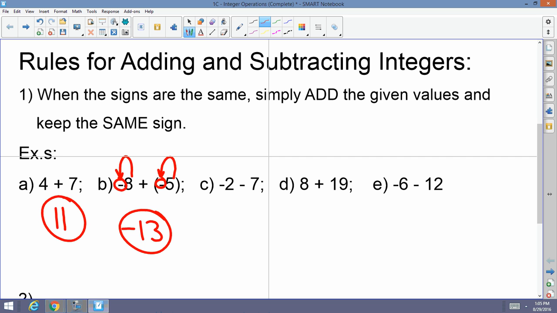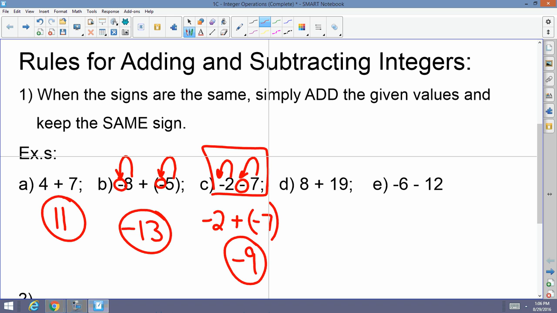Now, negative 2 minus 7. This is where people get confused, and this is where I'm telling you that it's really just always addition. Really what's happening here is you have a negative 2 plus a negative 7. The 2 is negative, the 7 is negative. They're being separated by this sign here, so there's an invisible plus separating those two. So it's really negative 2 plus a negative 7. It can be written like this, though: negative 2 minus 7. The signs are the same. You add and keep the sign. So negative 2 plus a negative 7 would be negative 9.